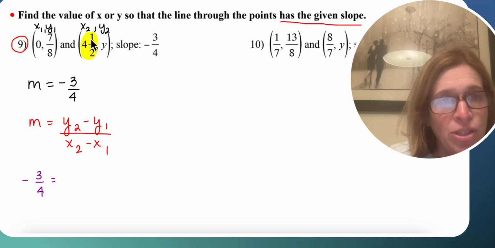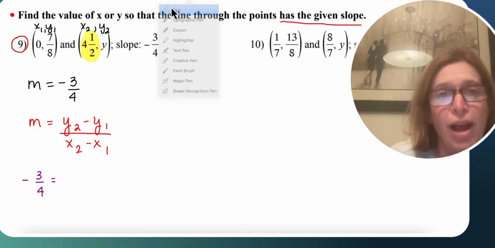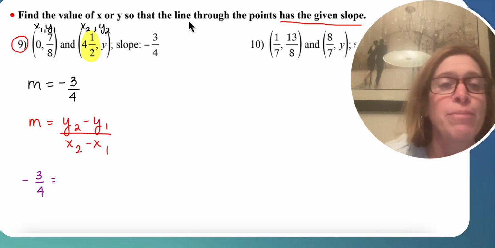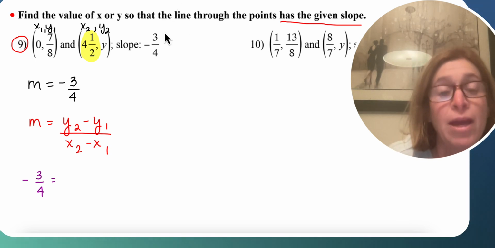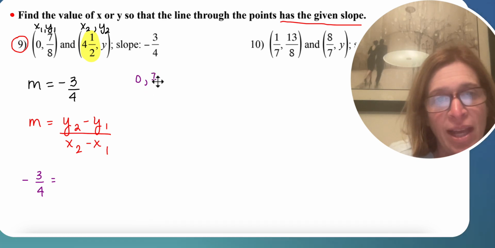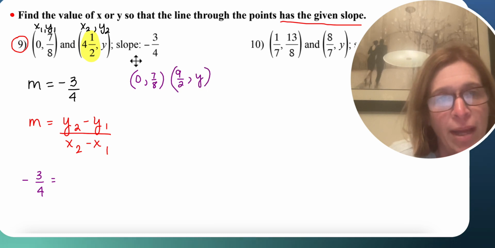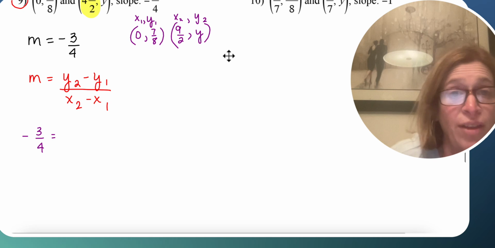We have a problem, though, with one of the points. This one right here, this ordered pair, this coordinate, 4 and a half. So in algebra, I always like to say mixed numbers do not exist in algebra. You really need to always write them as improper fractions. So I'm going to do that. So I have (0, 7/8), and I have (9/2, y). All right, and so I'll rewrite x1, y1, x2, y2. All right, so let's just substitute those values in.